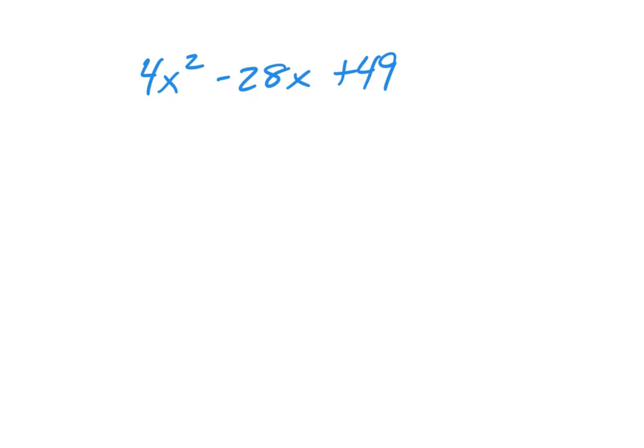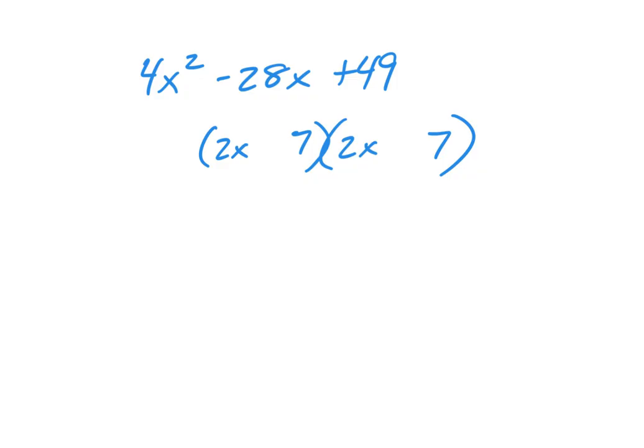is 4x squared a perfect square? Yes. Yep. What about 49? Yes. 7 times 7, right? So let's try it. 2x and 2x. 7 times 7 is 49.